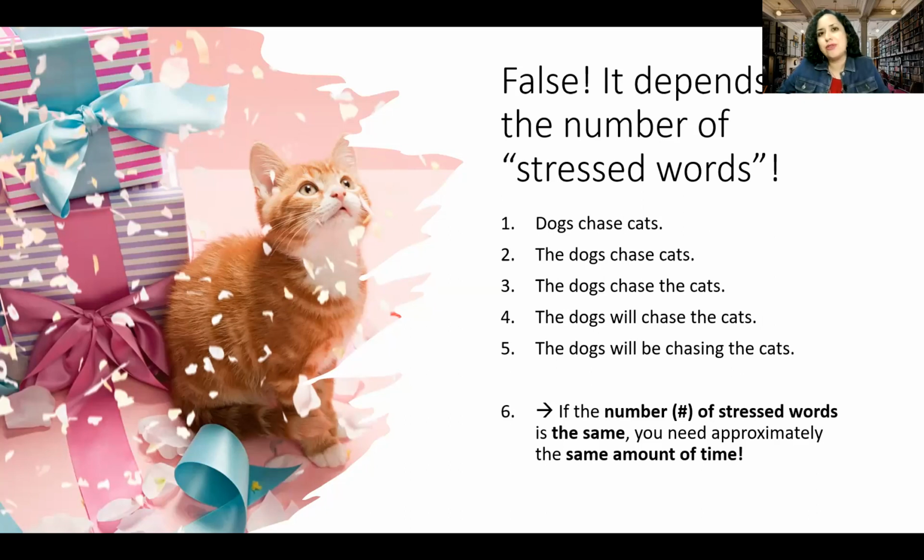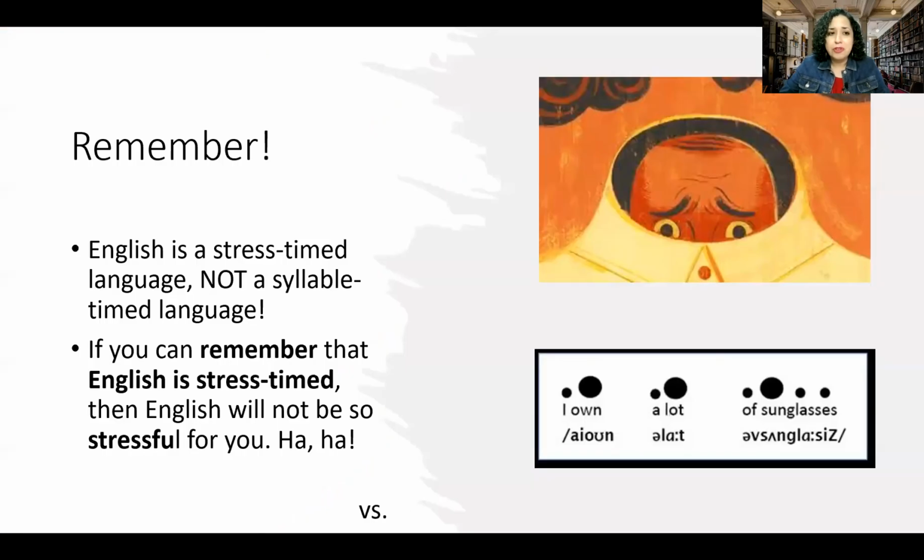That's something new that you are learning, and it's pretty cool, huh? So you just need to remember the following: English is a stress-timed language, not a syllable-timed language. Timed is about how you speak it, how fast you speak it. That's why it's related. And if you can remember that English is stress-timed, then English will not be so stressful for you.